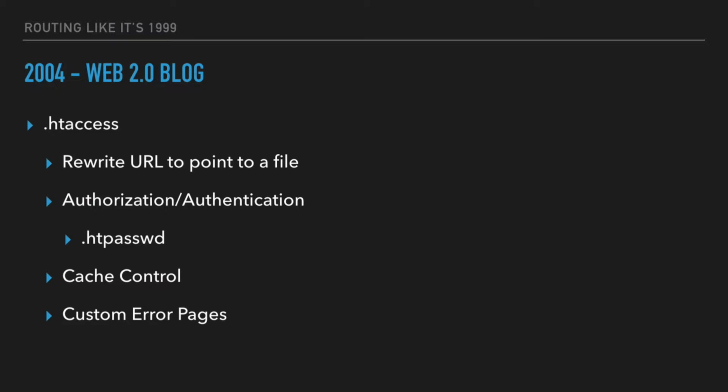So let's say you wanted to handle a 404 error differently in one part of your app and in a different part of your app. You could do that with htaccess files. All of these things you could do with htaccess. But there were problems, as I alluded to earlier.